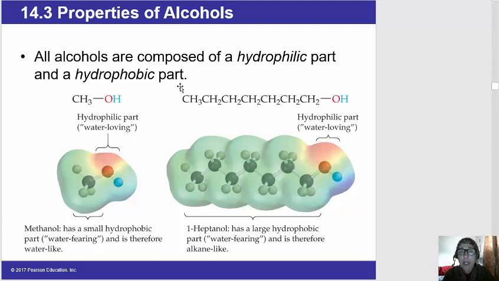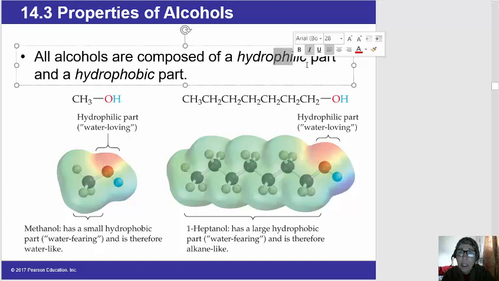Now, all alcohols are going to have a hydrophilic part, which is the hydroxyl group, as well as a hydrophobic part, which is the nonpolar alkane part. So methanol has a small hydrophobic, or nonpolar, part, and therefore it's more like water, whereas 1-heptanol has a much larger hydrophobic part, and so it is going to act more like an alkane. And just to help you remember, philic means loving and phobic means fearing or hating. So hydrophilic is going to love water, it's going to be polar, and hydrophobic is going to hate water and therefore be nonpolar.